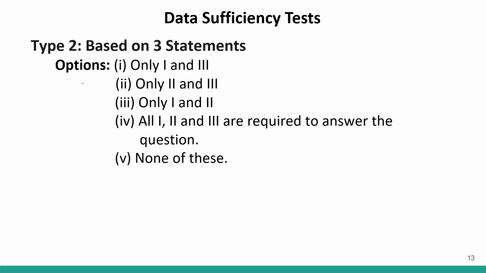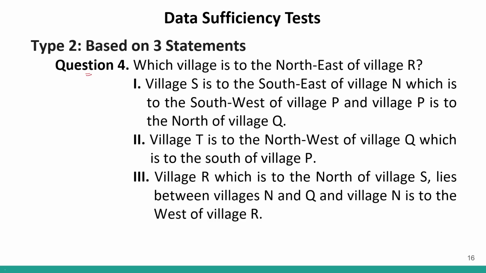Correct? If I look at the options, I can see option number 1 says that only 1 and 3 are required to answer the question. This will be my answer. Clear? Now, coming to question number 4.